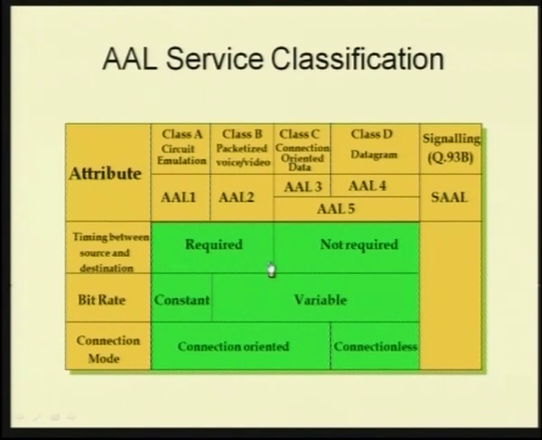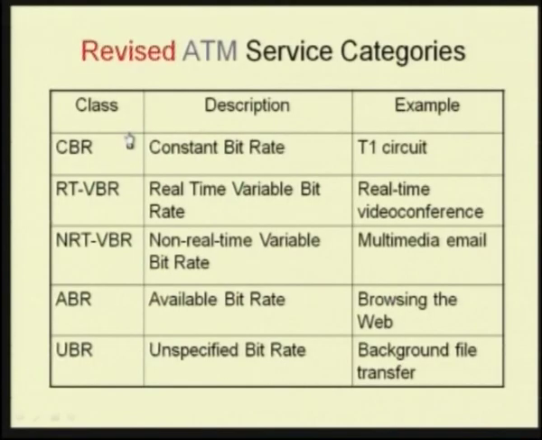So, depending on these three parameters, whether timing information or timing synchronization is required between the source and destination, whether it is a constant bit rate or variable bit rate, and what kind of connection mode is preferred, connection oriented or connectionless, we actually have these different service classes or classification. So, now based on all these different changes that have taken place, the way we look at ATM service categories today is like this. This is our revised set of ATM service categories.